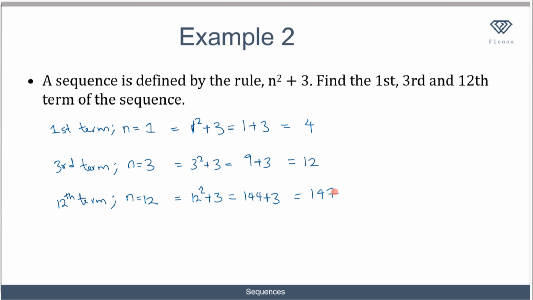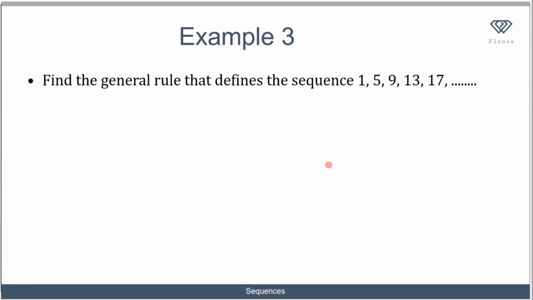Now let's move on to the last example under sequence. Here we are told to find the rule that defines the sequence 1, 5, 9, 13, 17. So now we can say that the first term is what? 1. You can see that the second term is what? 5. The third term is 9, and we continue downwards that way.